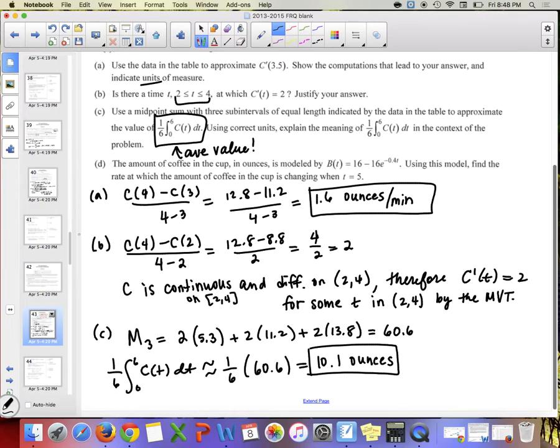All right, and then part D, the amount of coffee in the cup in ounces is modeled by this. Using this model, find the rate at which the amount of coffee in the cup is changing when t equals 5. So now it's giving us an equation to model that table that we had before. They still mean the same thing, the amount of coffee in the cup, but we're getting a little bit more specific. We have an actual continuous equation. So using this model, find the rate at which the coffee is changing when t is equal to 5.